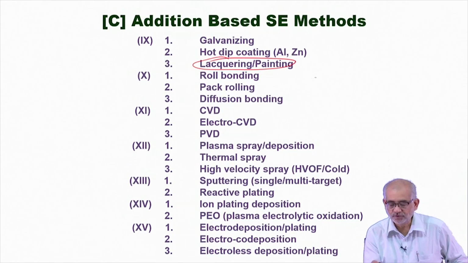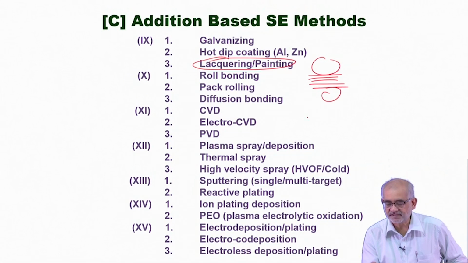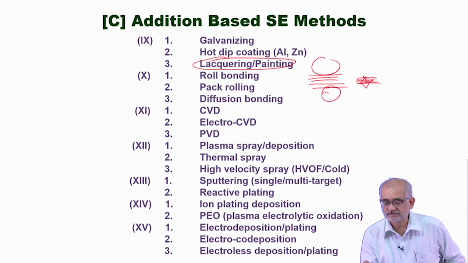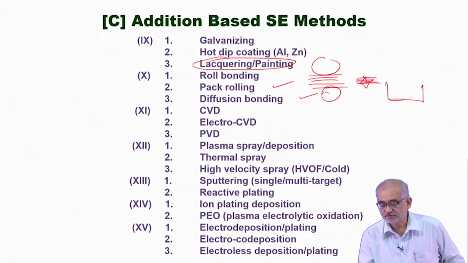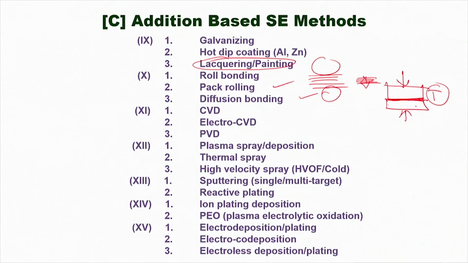You can also do roll bonding, so you can have multiple foils and let them pass through the roll, and what comes out will be thinner than this, but in the process you make them bond well within this thickness. You can do pack rolling, you can do diffusion bonding, by which you mean you have only two foils or two plates, and you apply very heavy pressure and expose them to a certain temperature, so that this interface allows interdiffusion and forms a fairly strong bond.